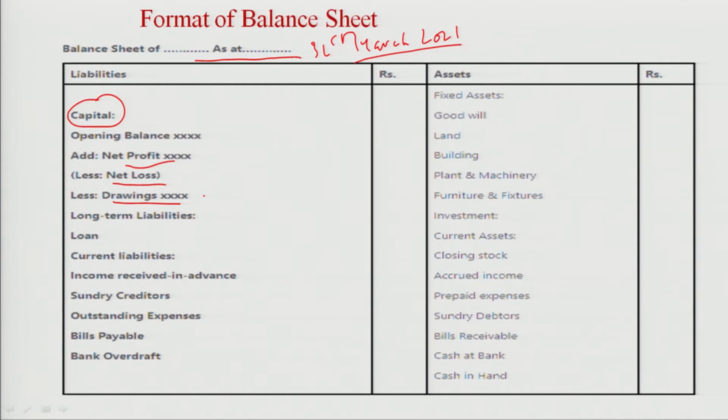Then long term liabilities and short term liabilities. Long term liabilities means the amount which we need to return after a period of 1 year, like bank loans, long term loans. Current liabilities are the liabilities which we have to repay within a period of 1 year, like sundry creditors, outstanding expenses, bills payable, overdraft, etc. These we need to repay within a period of 1 year.